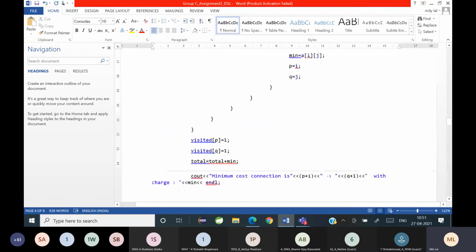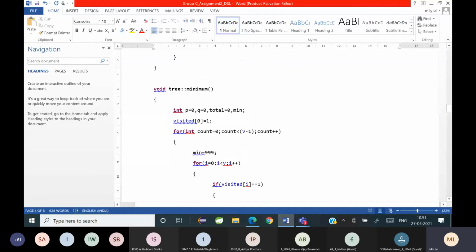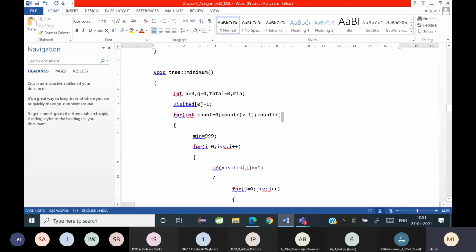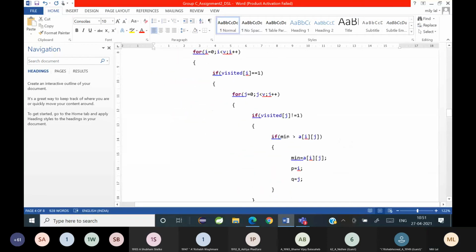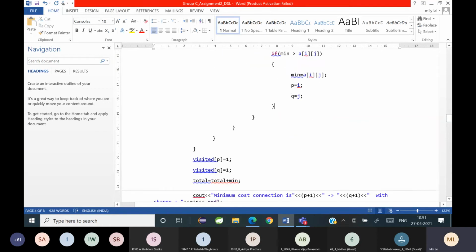Is it clear to all? Have you all understood the minimum function? Is it clear? Yes? Students, are you all there? Have you all understood the minimum function?